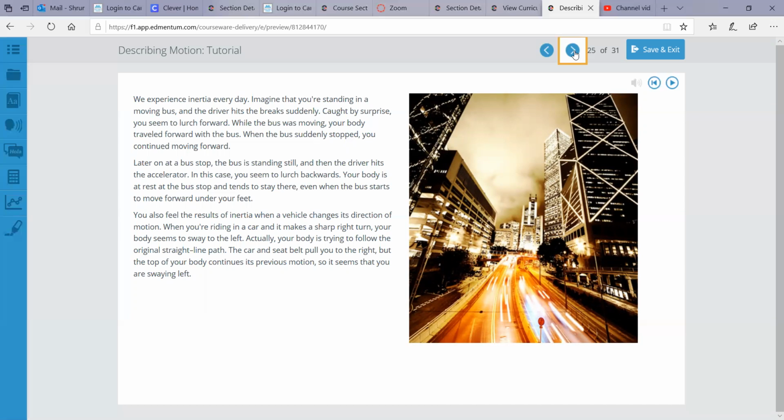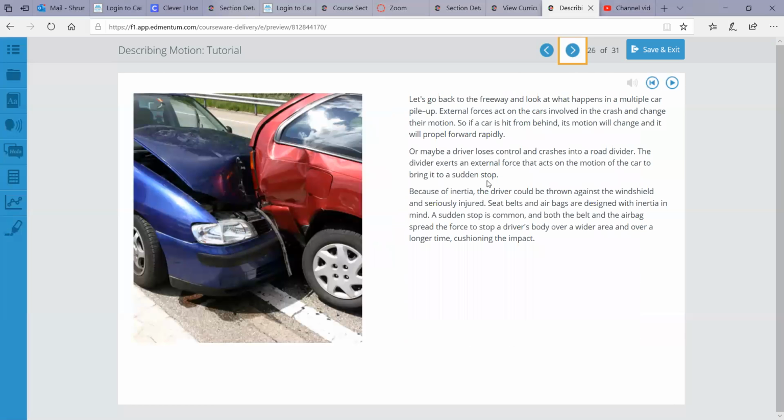If you're riding in a car and it makes a sharp turn to the right, your body seems to sway to the left. And actually, your body is trying to follow the original straight line path that you were initially going. The car and seatbelt pull you to the right, but the top of your body continues its previous motion. So it seems like you're going to the left. It's all inertia.